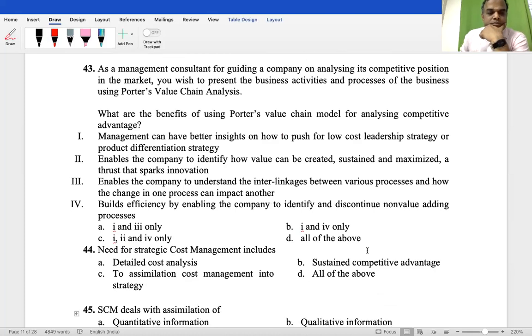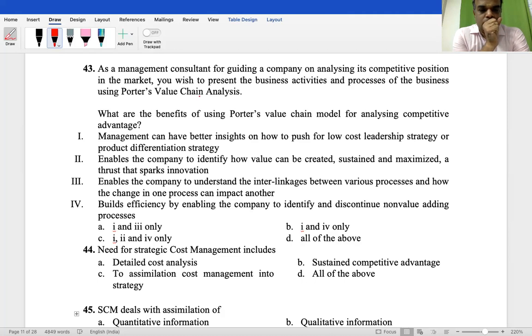As a management consultant guiding a company on analyzing its competitive position in the market, you wish to present the business activities and processes of the business using Porter's value chain analysis. What are the benefits of using Porter's value chain model for analyzing competitive advantage? Option 1. Management can have better insights on how to push for low-cost leadership strategy or product differentiation strategy.